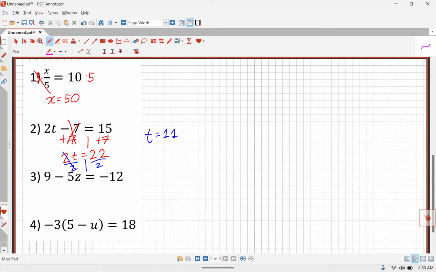Let's see here, guys. Rico, how would you solve number 3? What would be your first step there? I need to do a -9. Very good. And you have to be careful, guys, because that -5z sometimes gets people to think that that is part of your 9, but it's not. The -5z is talking to the 5.